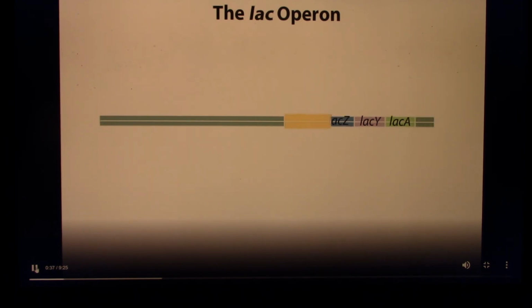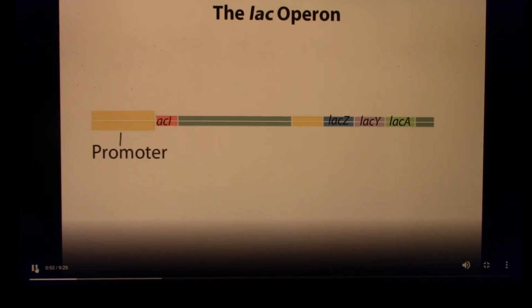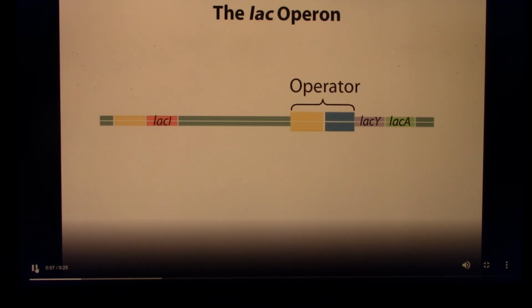These three genes have a common promoter. The regulator gene, LAC-I, is located upstream of the structural genes. The LAC-I gene encodes a repressor protein and is controlled by its own promoter. This repressor protein may bind to a region of the operon called the operator. The operator overlaps the 3' end of the promoter and the 5' end of the LAC-Z gene. The lac operon is inducible, that is, the structural genes are expressed only in the presence of lactose.